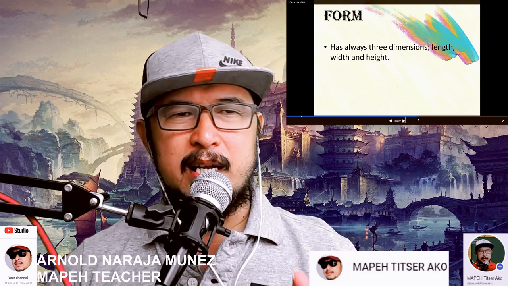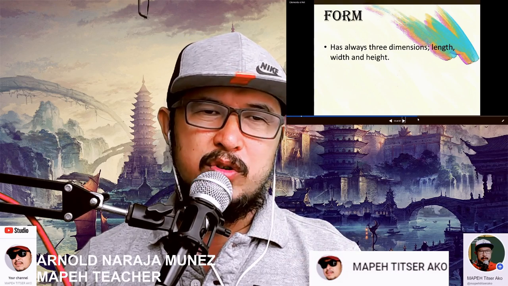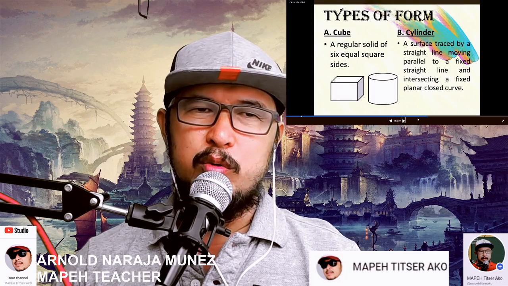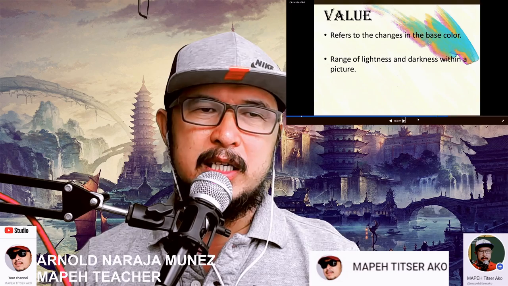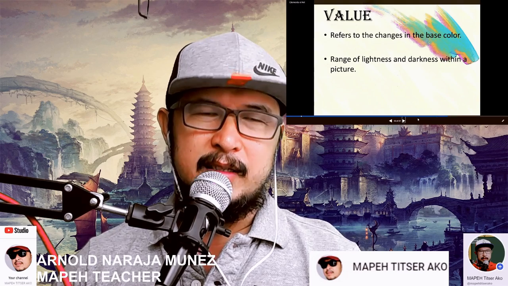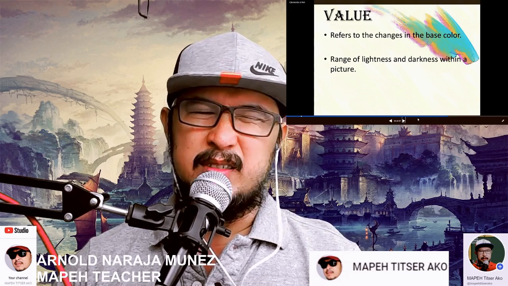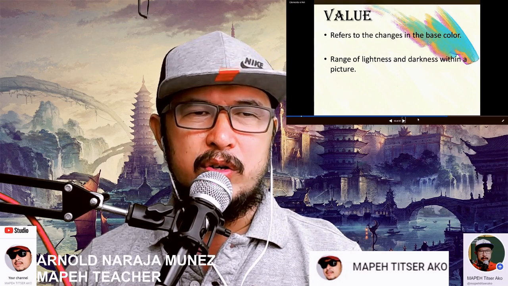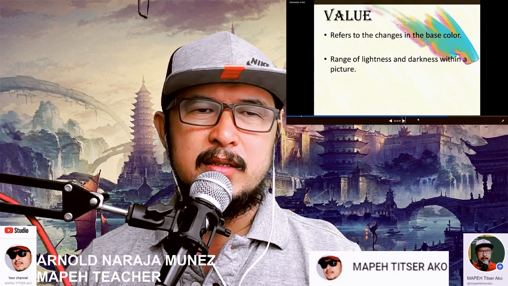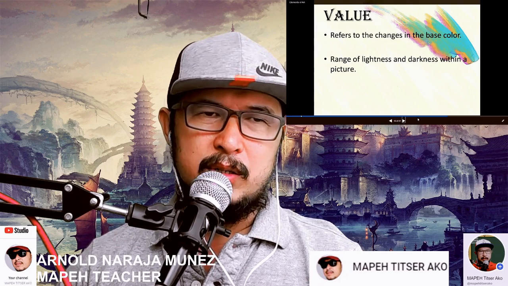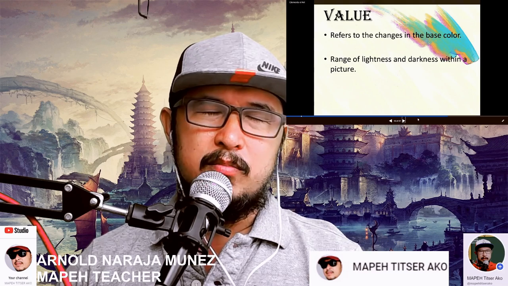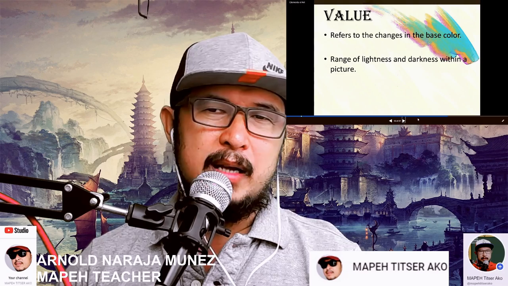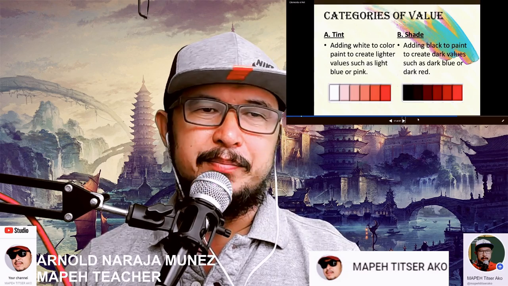What about form? Another element of art is form. It always has three dimensions: length, width, and height. Types of form are cube, cylinder, cone, sphere, and so on. It's self-explanatory. What about value? Value refers to the changes in the base color, ranging from lightness to darkness within the picture. From light to dark, from black to white or white to black.